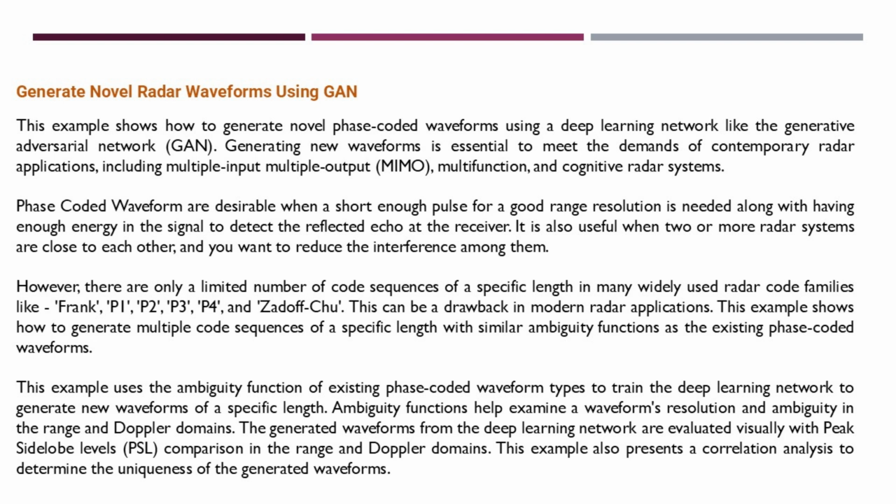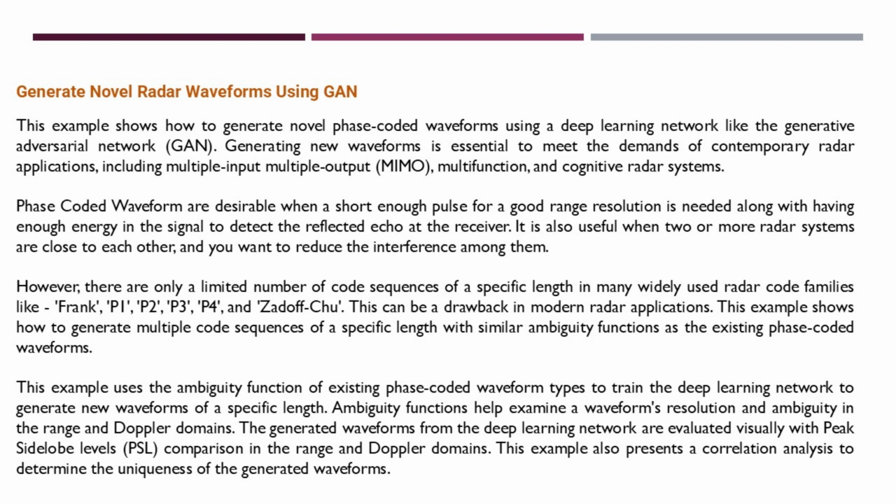This is where deep learning comes into play. By using a GAN, we can train the network to generate new phase-coded waveforms that have similar ambiguity functions as the existing ones, but with more variety. The GAN works by learning the ambiguity function of existing radar waveforms. The ambiguity function helps us analyze a waveform's resolution and its ability to separate targets in both the range, distance, and Doppler, speed, domains.